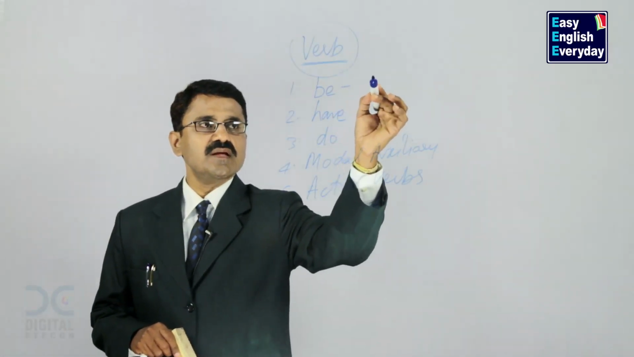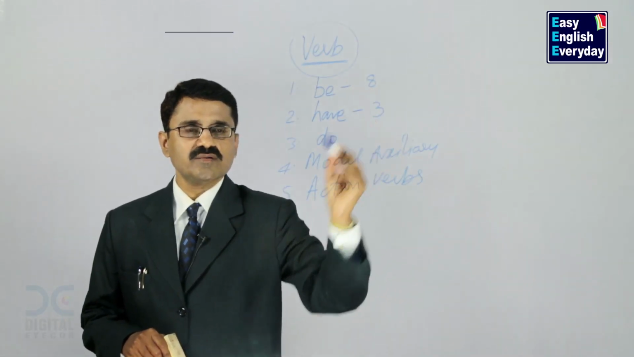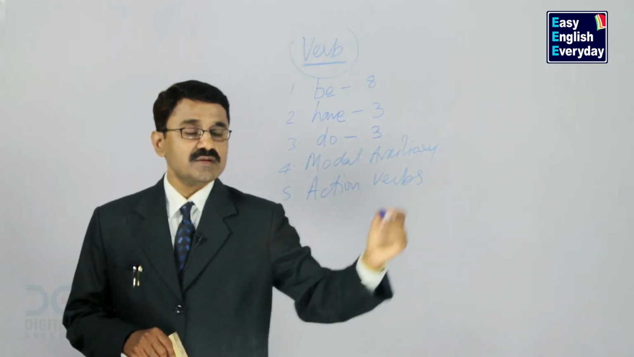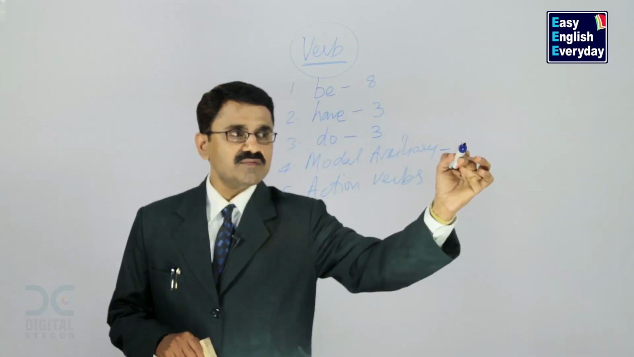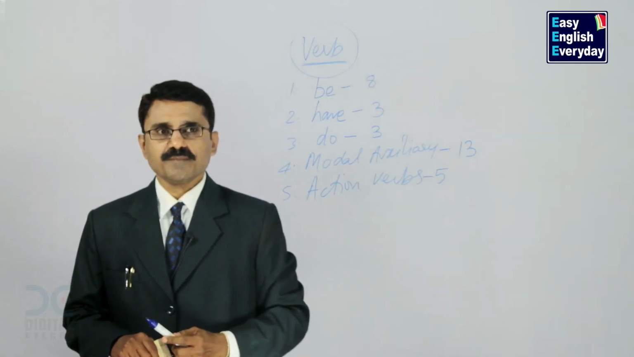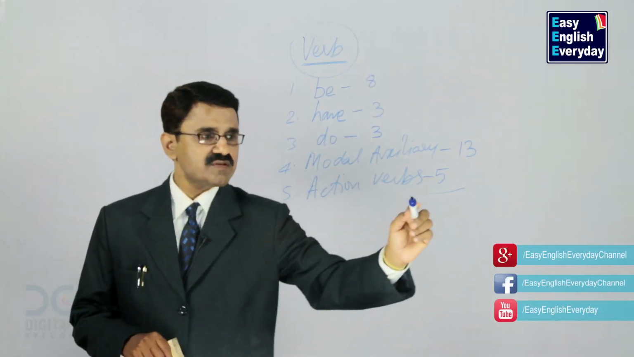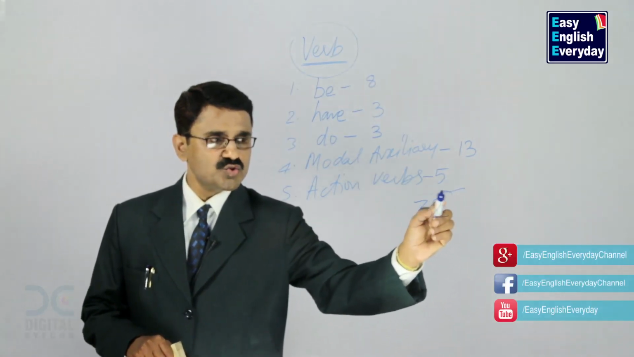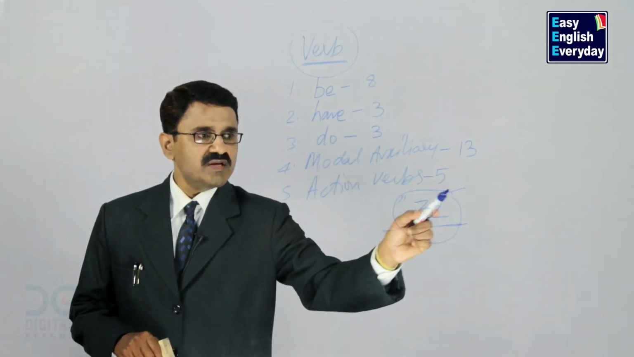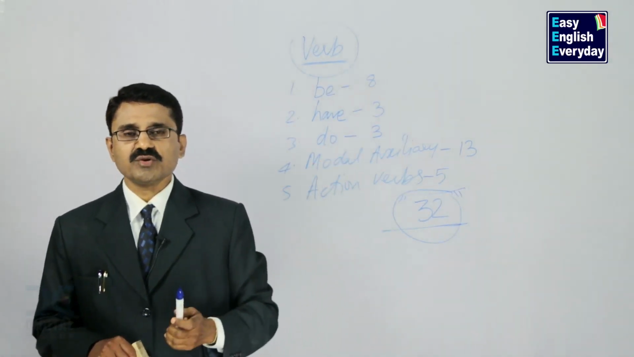In be family, there are 8 members. In have family, there are 3 members. In do family, there are 3 members. In model auxiliary family, there are 13 members. In action verbs, there are 5 members. So if you are good at mathematics, make a total of all these members. They are 32. You need to learn about these 32 members. These are the 32 pillars of English language.